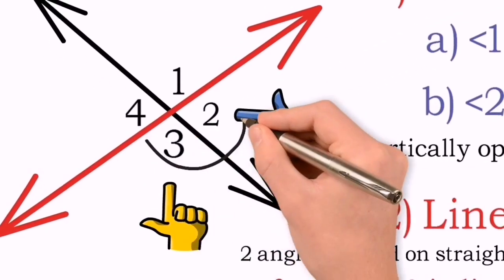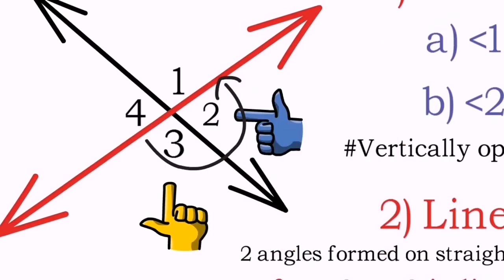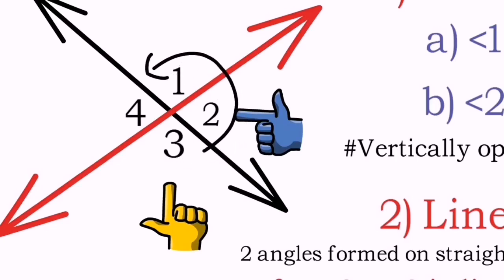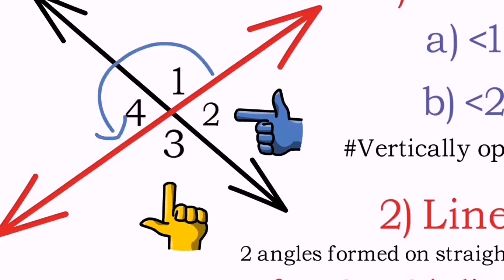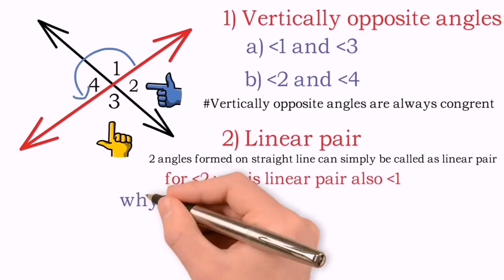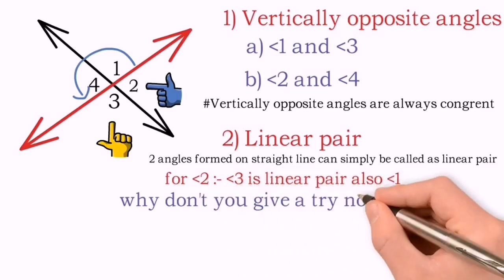The same goes here, 2 and 3, right? And the same happens with angle number 1 and 2 also. If you observe, they have a straight line as a common base, that is the black line, right? And they share the red line as a common arm. The same goes with 1 and 4 also, right? So 2 and 3, 2 and 1, 1 and 4 are nothing but linear pairs. Now why don't you try one thing?